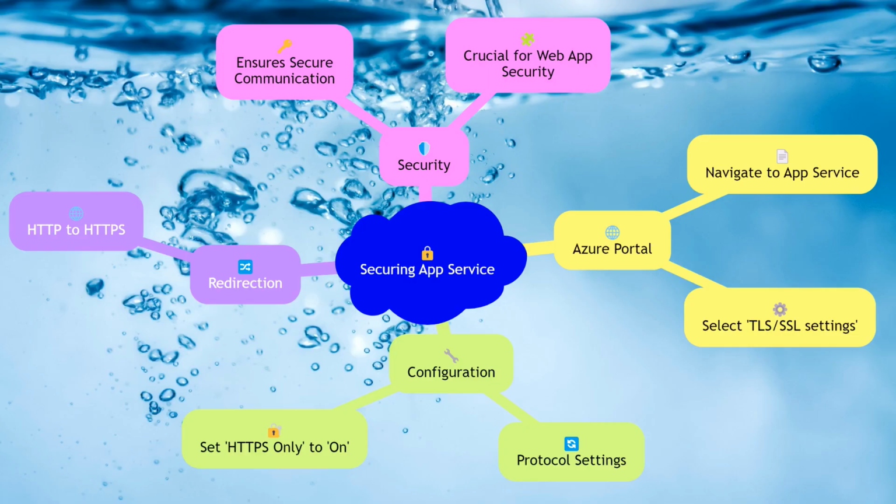To ensure that all traffic to your app service is encrypted, you can configure it to accept only HTTPS requests. In the Azure portal, navigate to your app service and select TLS SSL settings. Under Protocol Settings, set HTTPS only to On. This will automatically redirect all HTTP requests to HTTPS, ensuring that all communication with your app is secure. This is a crucial step in maintaining the security of your web application.